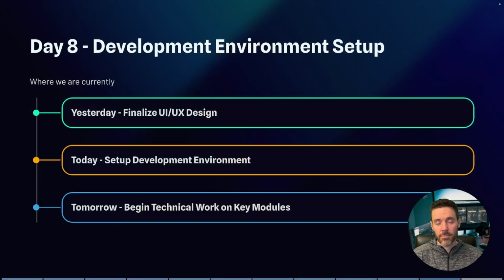In the previous step, we finalized everything that we needed from a UI and a UX perspective for version 1 of our design. Today, we're going to focus on building out our development environment, which will provide us with everything that we need to do all of the technical work. And then as part of the next step in the process, we're going to start layering the functionality as we break our design down into key modules and features.